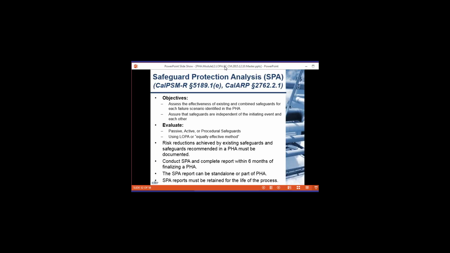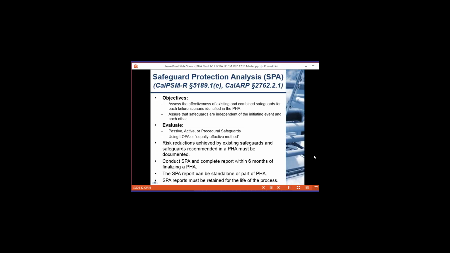The evolution has been to make sure that the scenarios are well understood and safeguards properly characterized so that there's a clear understanding of risk and there's a sufficient safety margin at the facility. The idea is to evaluate passive, active, or procedural safeguards. And LOPA is called out as a specific method that's endorsed, but they also say, of course, that you can use an equally effective method.